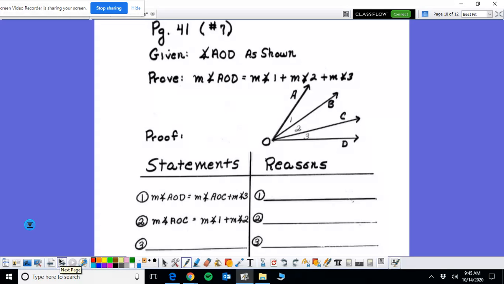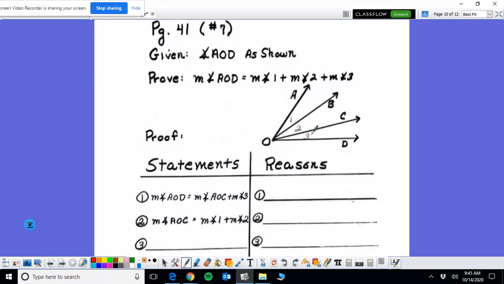And it's a very, very short proof, but a lot going on that we want to take a look at, especially in the beginning. Let's start with our given statement. Angle AOD as shown. They're basically just saying, hey, here's angle AOD. That's what they're saying. So that's not much of a given, is it? We're trying to prove that angle AOD is equal to angle 1 plus angle 2 plus angle 3.